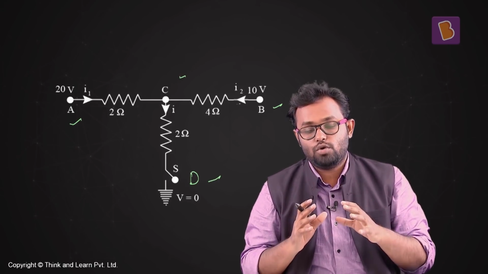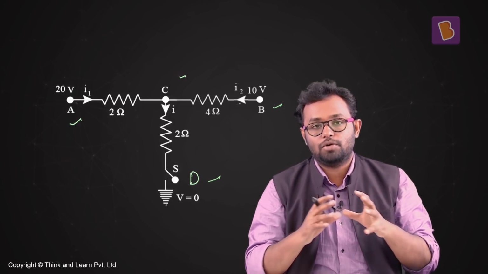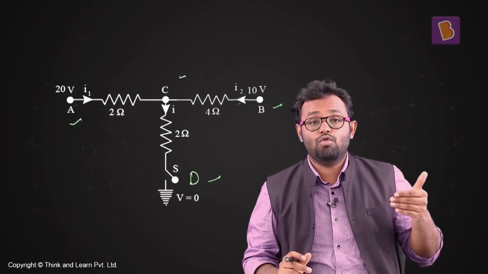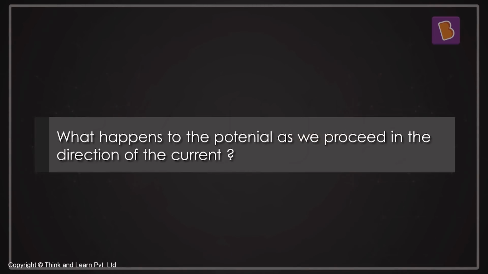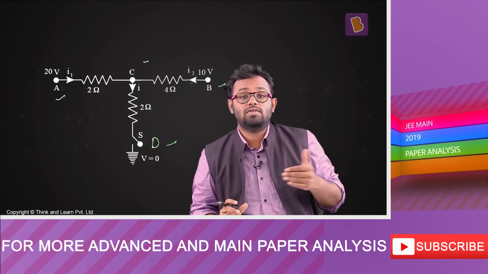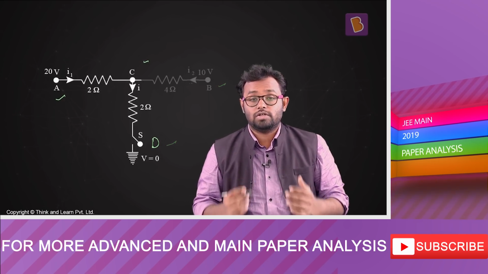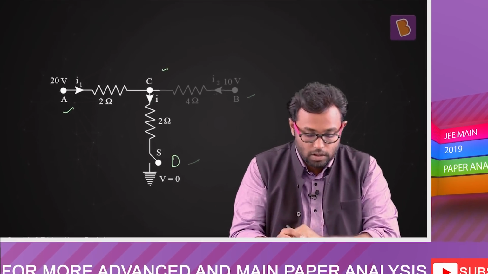The first thing I'm going to do is move from A to D, and I'll add all the potential differences. I know that when I move with the current, the potential decreases, and when I move against the current, the potential increases, and across a resistor the potential changes by IR. Okay, so let me do that.